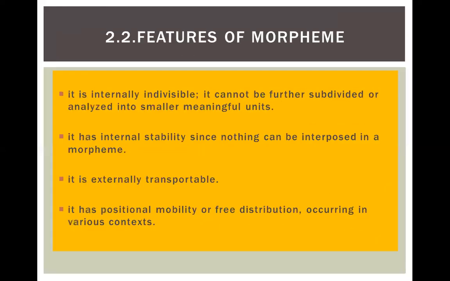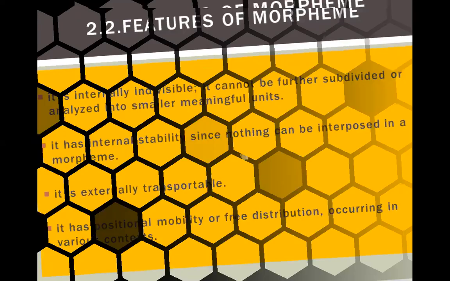When it comes to the features of a morpheme, it is internally indivisible. It cannot be further subdivided or analyzed into smaller meaningful units. It has internal stability since nothing can be interposed in a morpheme. It is externally transportable. It has positional mobility or free distribution, occurring in various contexts.